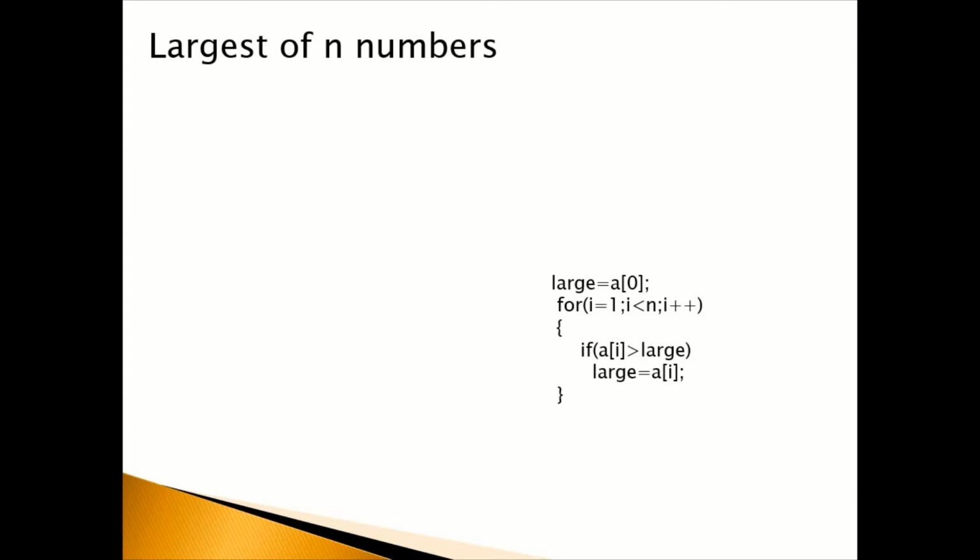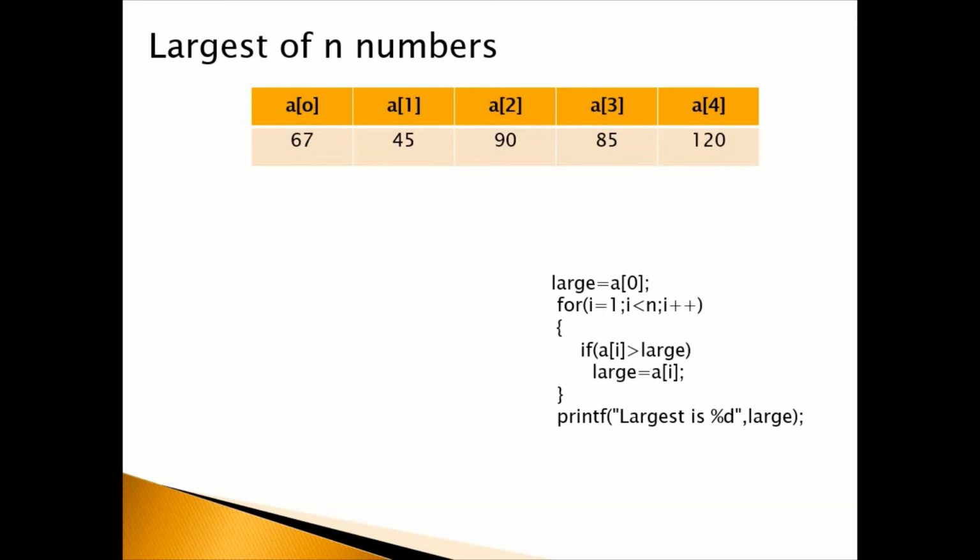This is how it compares all the numbers with the previous large value, and whenever it finds that some number is greater than the previous large, then large value is changed. And at last, the large value is printed after coming out of the loop, the large value which is stored in the variable large. This will be more clear to you when we take example.